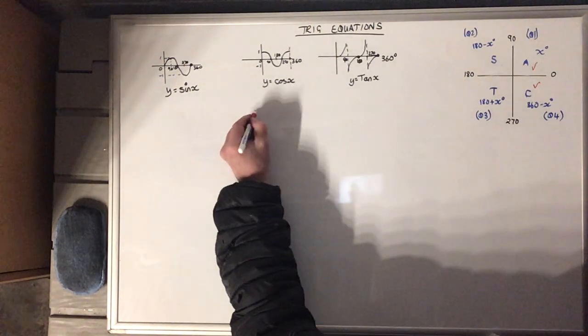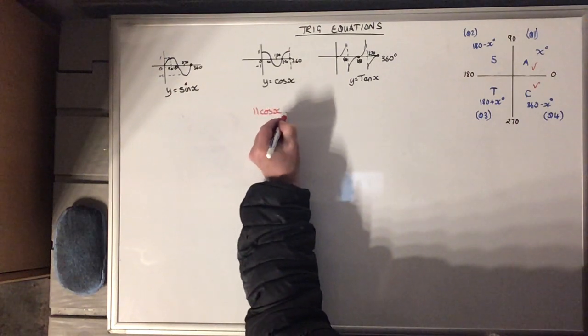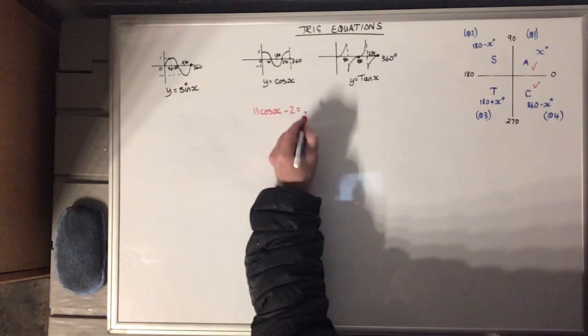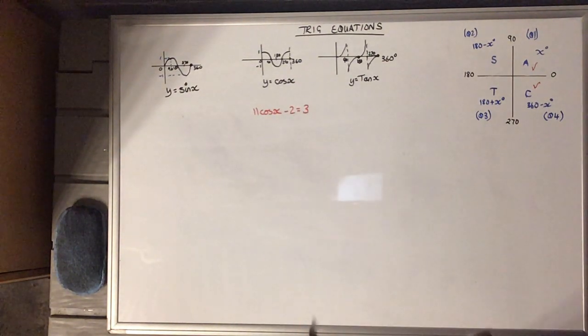And let's go for 11 cos x minus 2 equals 3. And again it's over 0 to 360. You maybe want to pause the video and have a wee go yourself, and then play the video and see if you get the right answer.